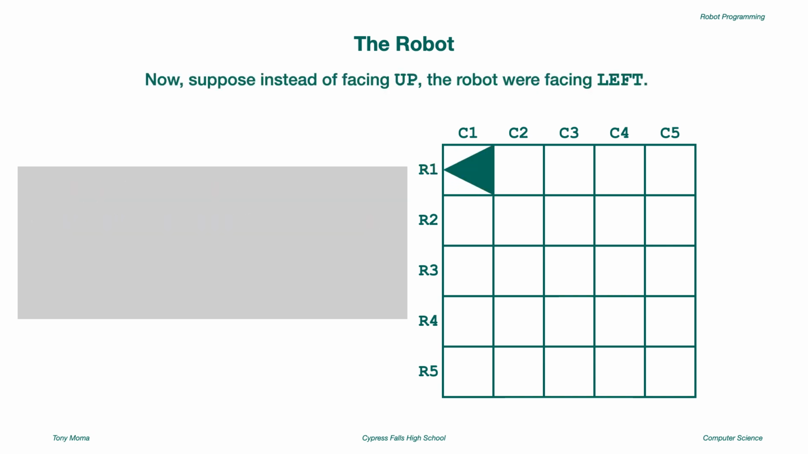Now, suppose instead of facing up, the robot started off facing left. In that case, canMove forward will return false because there is no open square in the forward direction.